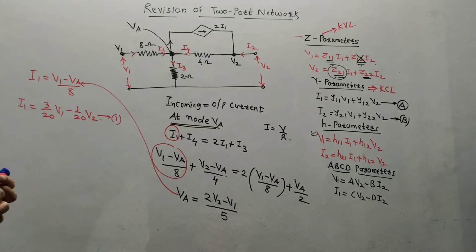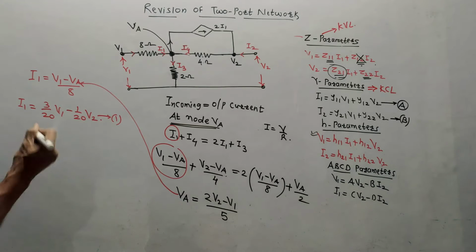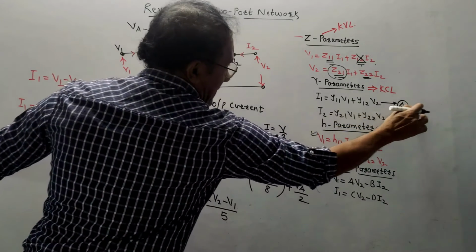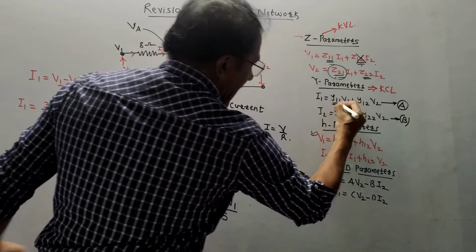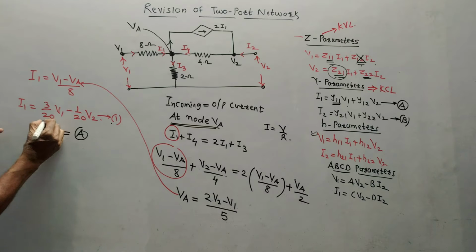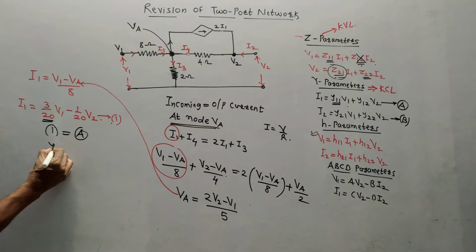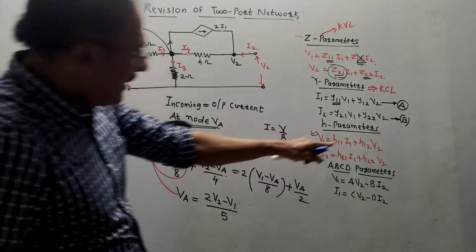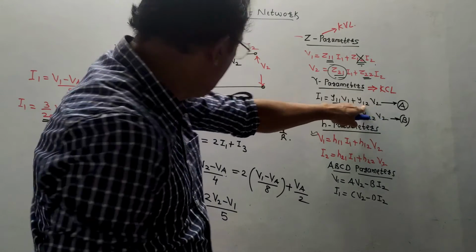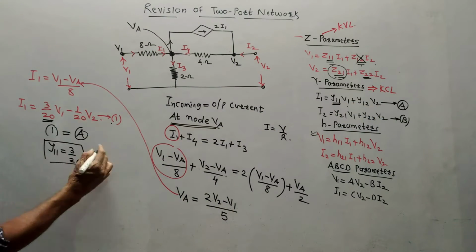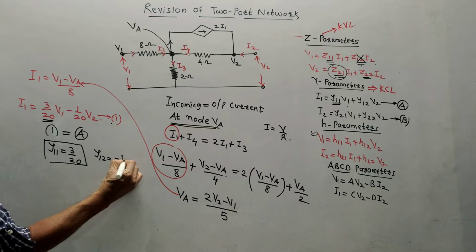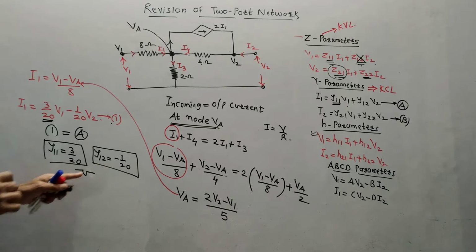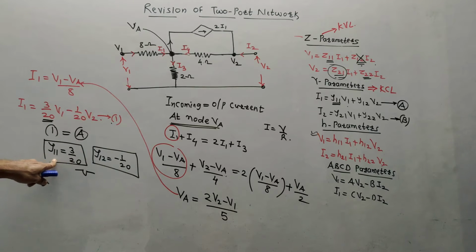Now what you have to do? To calculate the y parameters, compare equation 1 with equation A. A is the reference equation. In equation A, with V1, I have the term y11. In equation 1, with V1, I have the term 3 by 20. So directly I get y11 is 3 by 20. Similarly, in equation A with V2, we have y12. In equation 1 with V2, we have minus 1 by 20. So y12 is equal to minus 1 by 20. This is the admittance, so its unit is mho, the reciprocal of ohm. These are the calculations of two parameters.